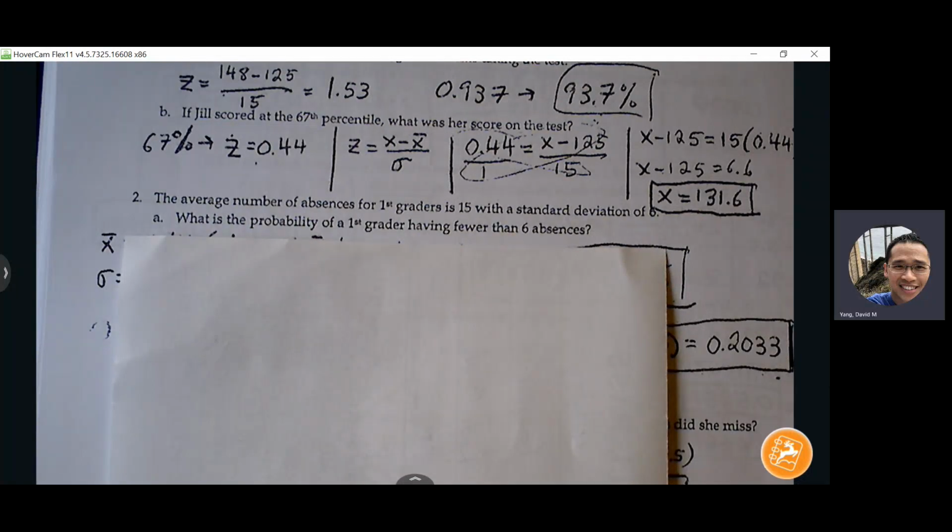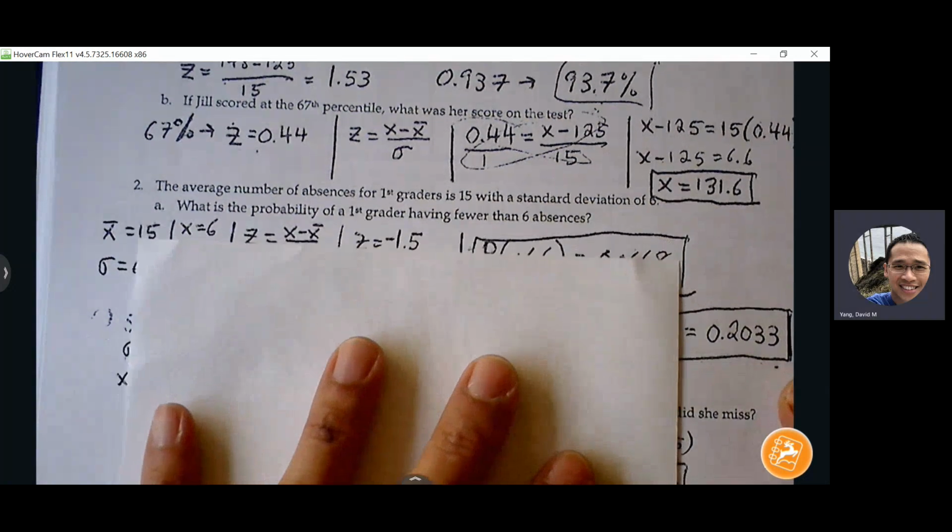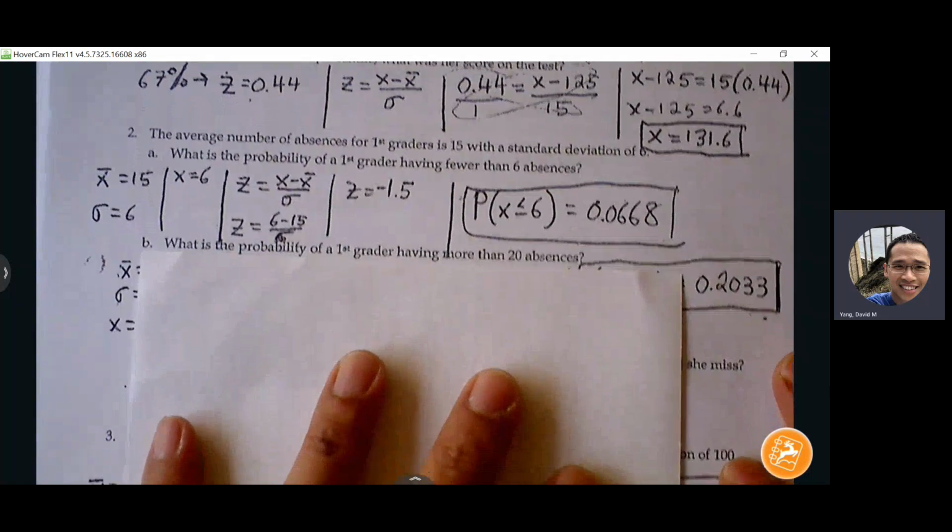For number 2A, everything is given to you. You just have to find the z-score. Look down your chart, and then you can keep whatever you see, because "fewer than" is going to match directly with what the z-score is giving you.